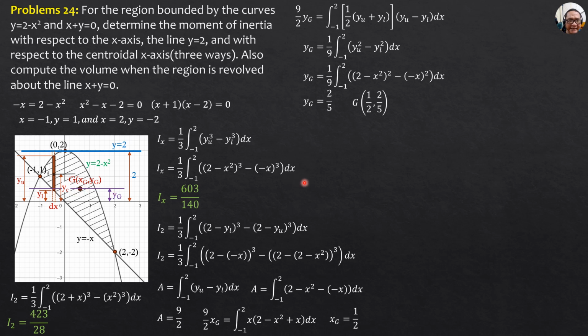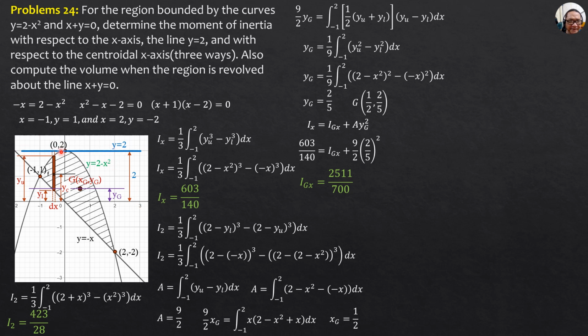Therefore, Ix is equal to I sub gx plus area yg square. Substituting, Ix is 603/140, then area 9 halves, yg is 2/5. So using your calculator there, I sub gx can now be computed. This is the first way, 2,511/700 to be exact.